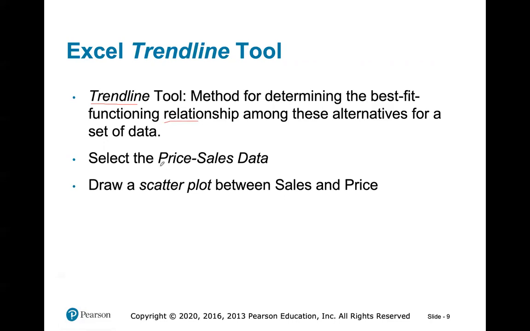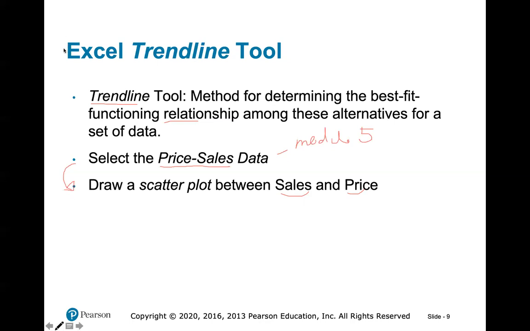So I want you to download the price sales data. You need to go to the course page, under module 5, and download the data set, and we'll work from there. We'll look for a trend line. To find a trend line, the first thing you need to do is draw a scatter plot between sales and price.